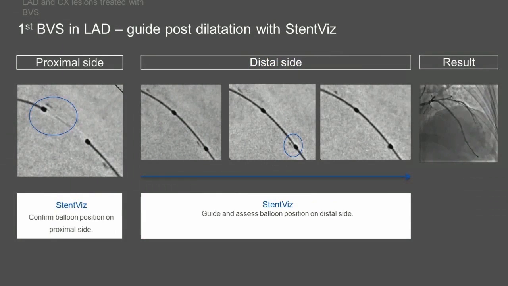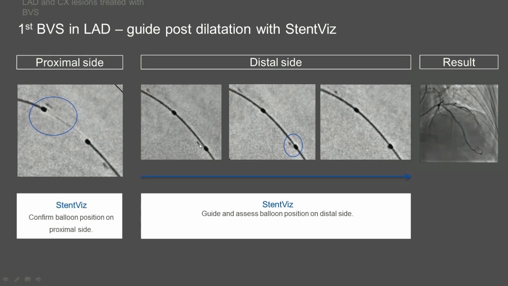So here you can clearly see the markers of the BVS of the LAD, the proximal marker and the distal marker. Here we have the marker of the balloon to do the optimization of the opening of the BVS. So it is very important to be sure that we are not making a geographic miss with the balloon, non-compliant balloon. So here we can check clearly with the stent viz that the balloon is inside the BVS.